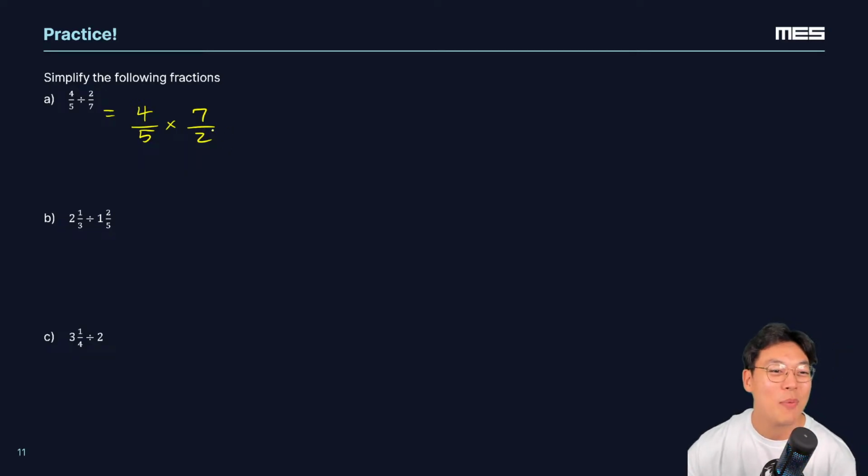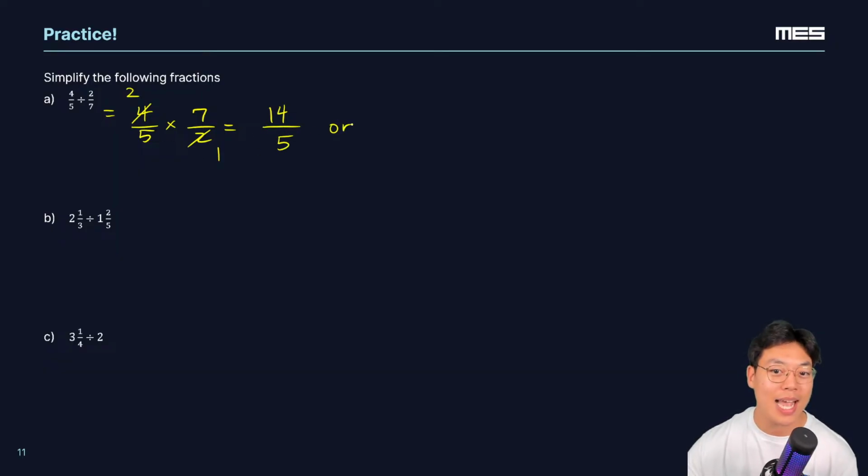Awesome. And when we multiply across, I'm going to start skipping some steps here. 4 and 2. Great, Sean. I see you've already done this problem. Let's see if you're correct. 4 and 2 have a common factor of 2. So now I have 4 divided by 2 is 2, and 2 divided by 2 is 1. 2 times 7 is 14, and 5 times 1 is 5.